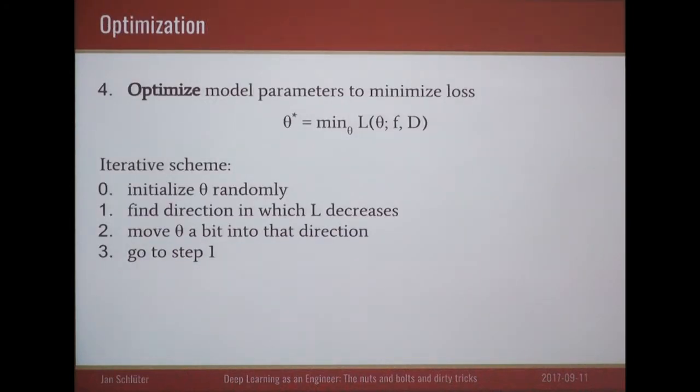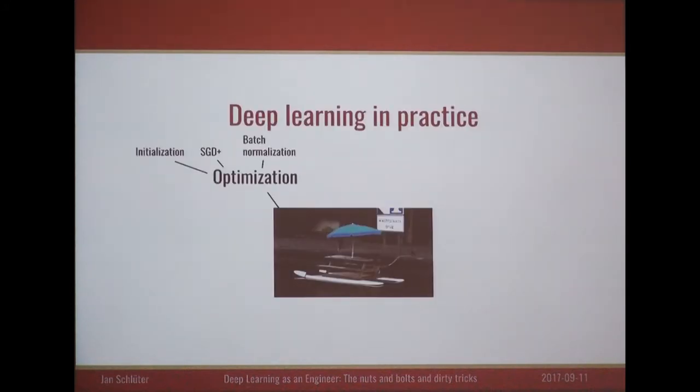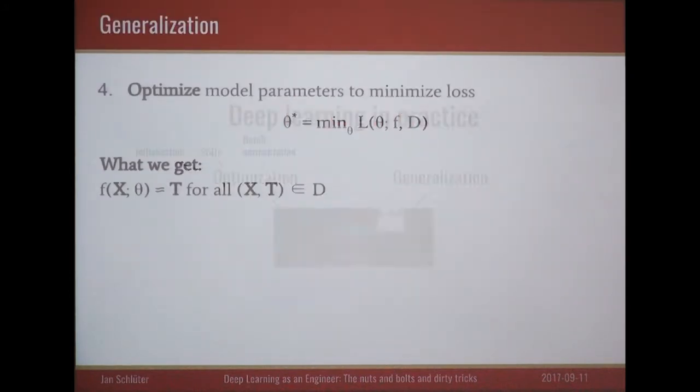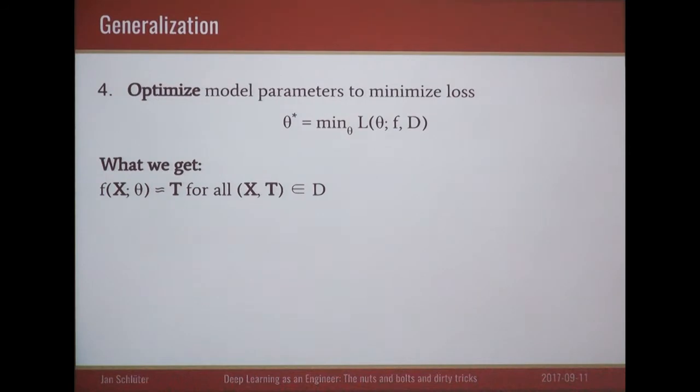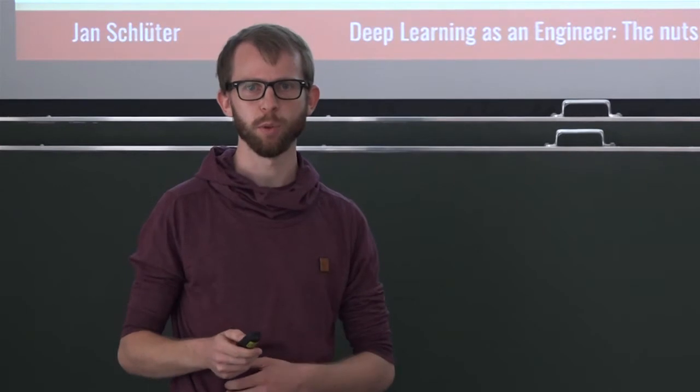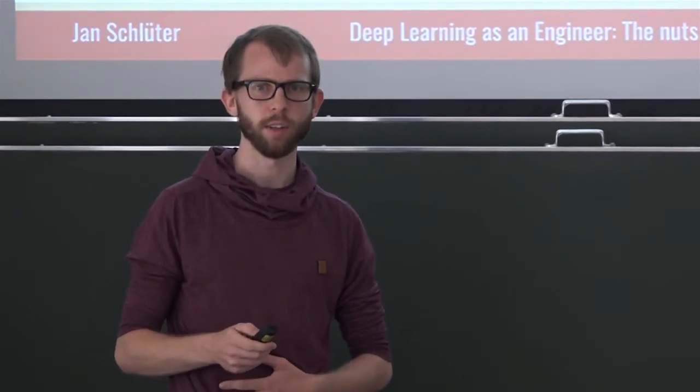Okay, so now we fixed all in optimization. Let's get to the elephant in the room, which is generalization. So what we did here is we carefully optimized all the parameters so that the function will give us some output that is very close to the target output for every input in the training data set.